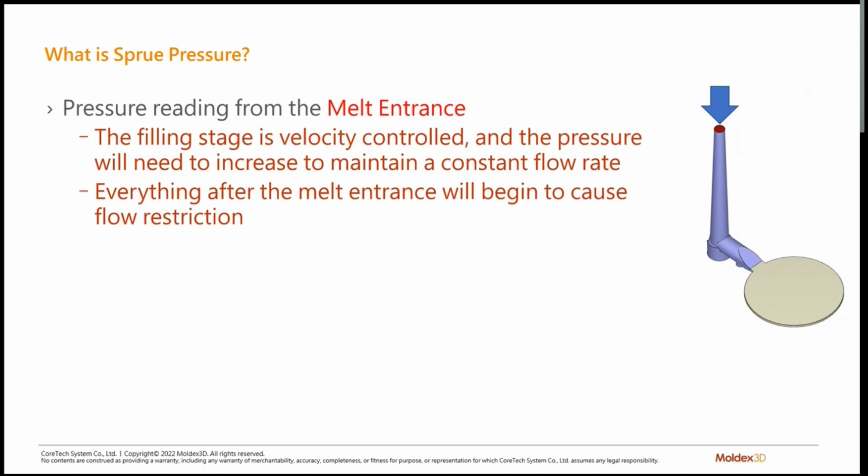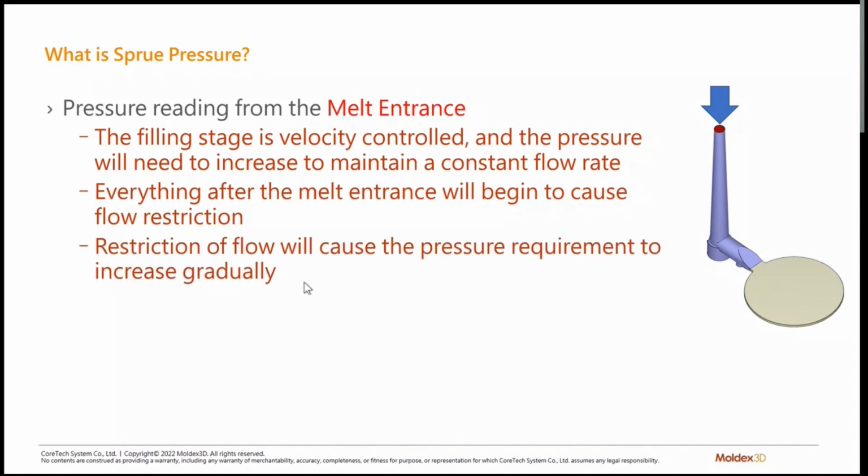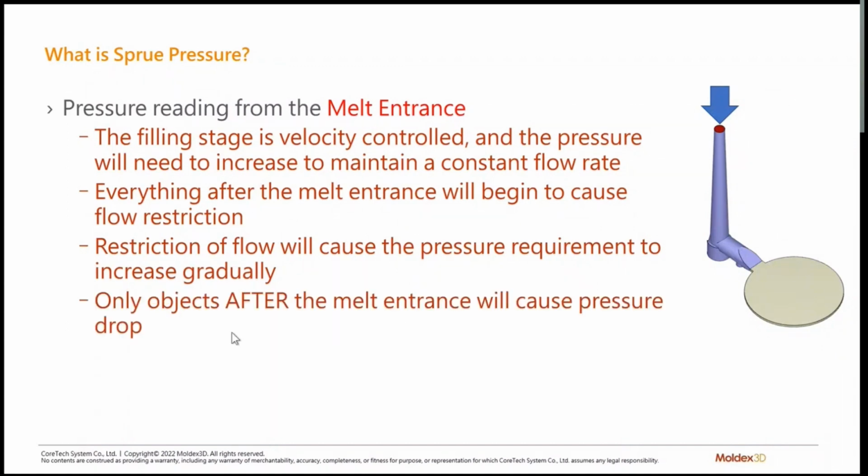So everything after the melt entrance, therefore, is going to begin to cause a flow restriction, and that's where your pressure starts to increase gradually until eventually we get to the VP switch point, which we'll take a look at in a little bit. This restriction of flow will cause the pressure to gradually increase, as I was mentioning, and then only objects after the melt entrance will cause a pressure drop.